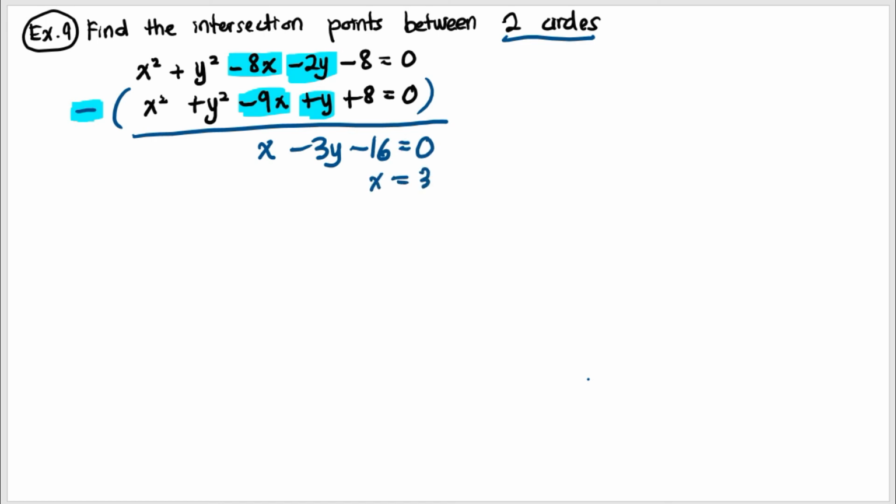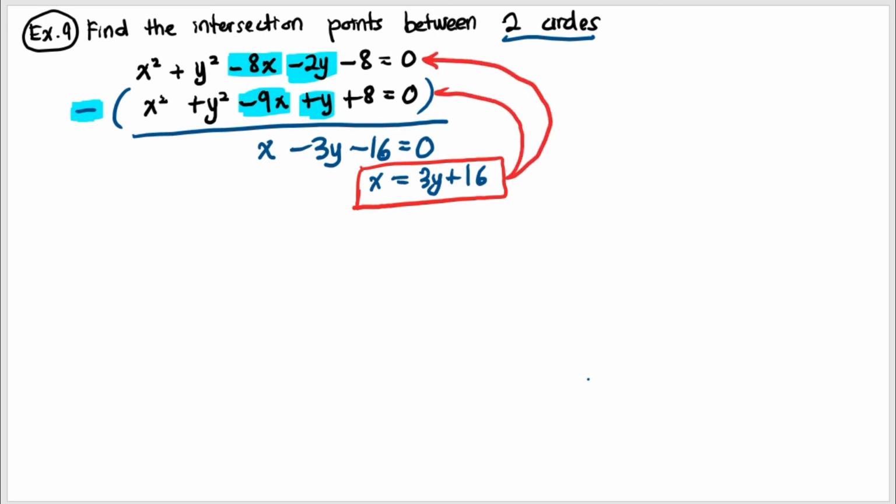Now we write x as the subject. We have something like 3y plus 16. Next, we can substitute this x equal to 3y plus 16 inside either equation, whether this equation or this equation. Whichever is easier for you, you can pick any one. Suppose I put it inside the first equation. So now I put x, which is 3y plus 16. So I have 3y plus 16, that is the place for x.